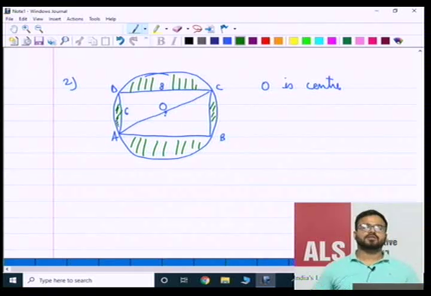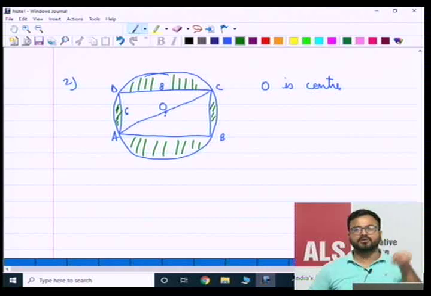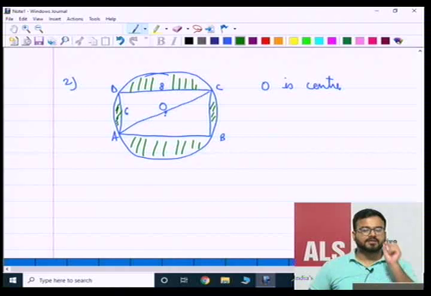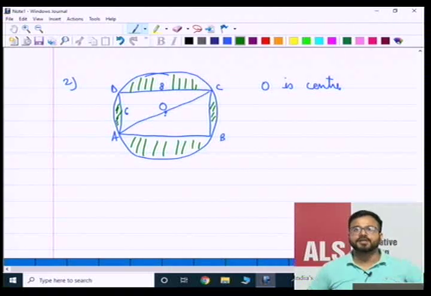Okay. So this is a circle and O is the center, which means AC is the diameter of the circle. So there is a dart, we have to throw a dart in that circular board. So we have to find what is the probability that that dart will hit the shaded region.